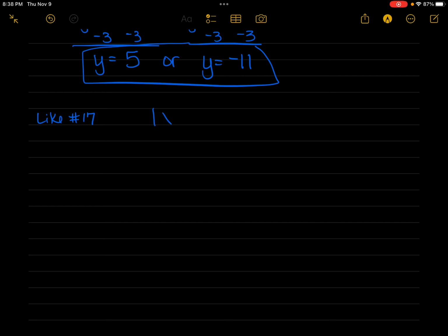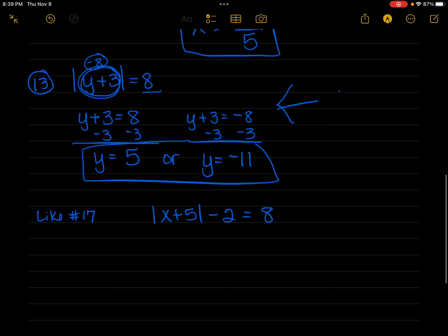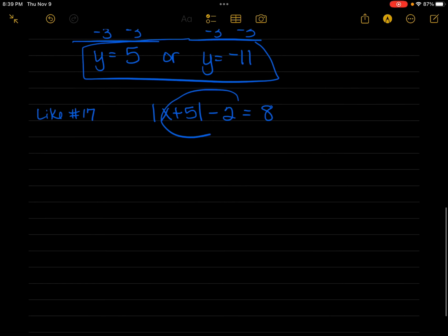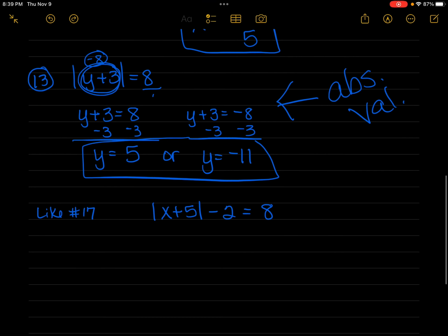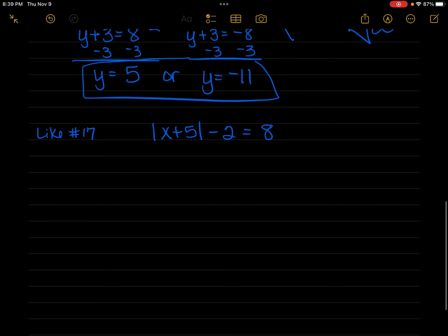Okay, so if I have the absolute value of x plus 5, minus 2, equals, let's see, let's do 8. So this is like this problem because they're both absolute value, but this one's a little bit different because my absolute value is not by itself. I have this minus 2 right here. Before you can have 2 problems with a negative, you have to get the absolute value, this x plus 5, all by itself before I can do the 2 separate problems.